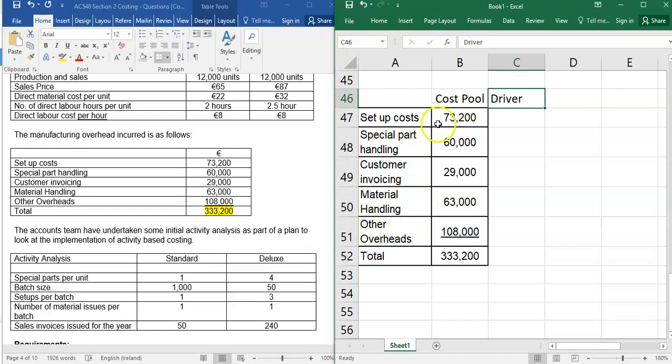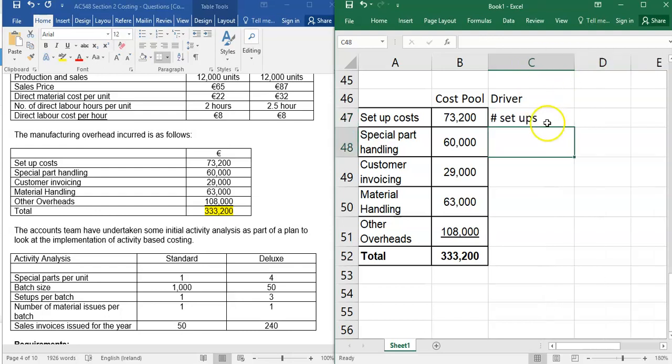So the setup costs, the overall overhead is 332. That doesn't change. 73,000 of that is related to setup costs. So what we're going to say is, naturally enough, hopefully the number of setups is the obvious driver there. Sometimes there might be subjectivity. Other times it should be relatively straightforward from the question. The best driver for that pool would be the number of setups, because the more setups means you have more setup costs.